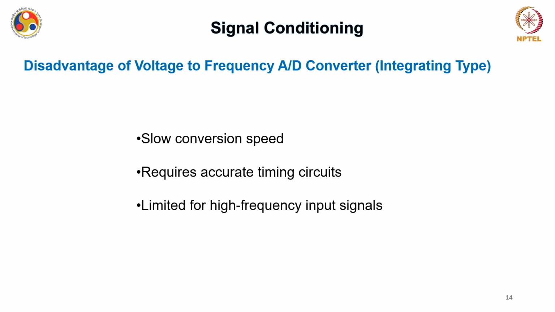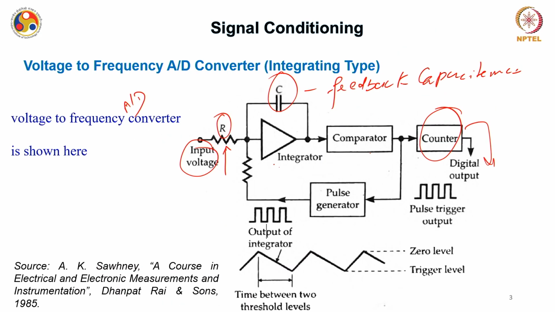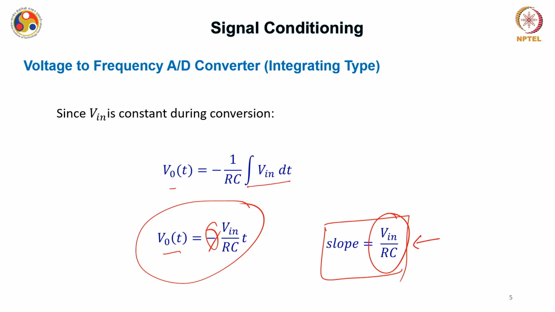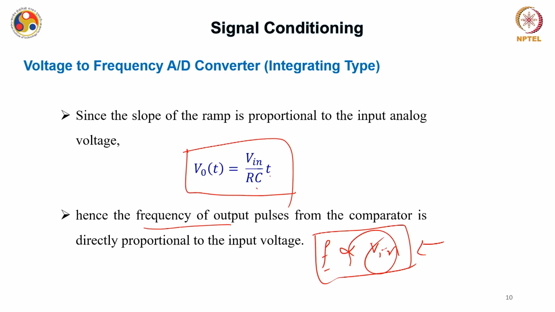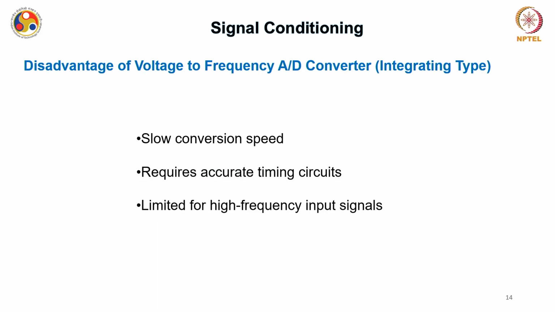Because what I have done here is use an integrator, a comparator and a pulse generator. So the timing is very, very important because your frequency is dependent on that. It requires accurate timing circuits, and if there is any error in the timing circuit, there will be error in the output. It is limited for high frequency input signals and usually avoided for low frequency signals.